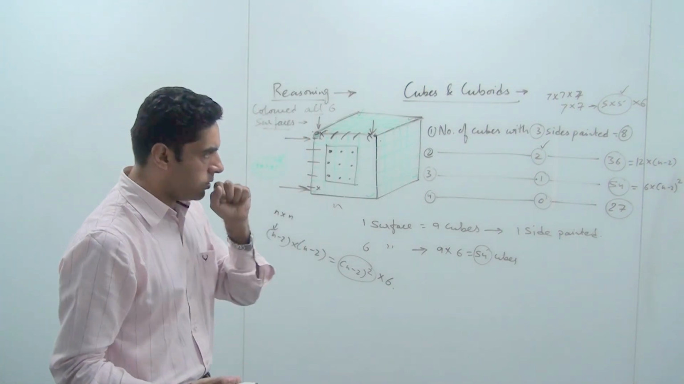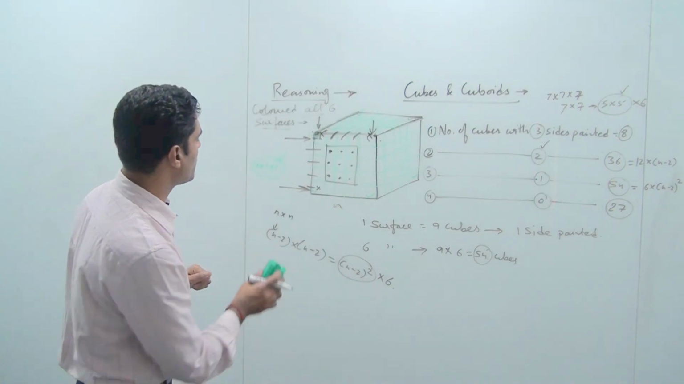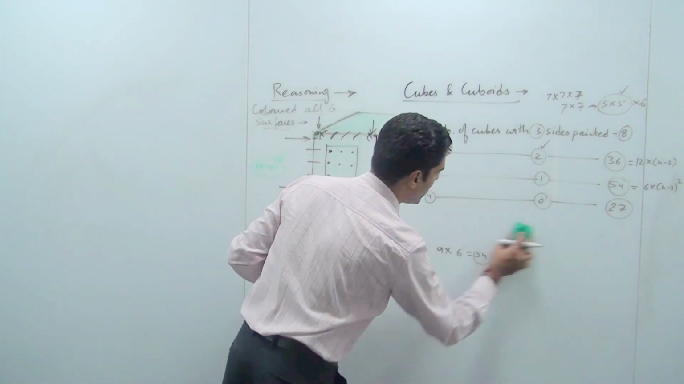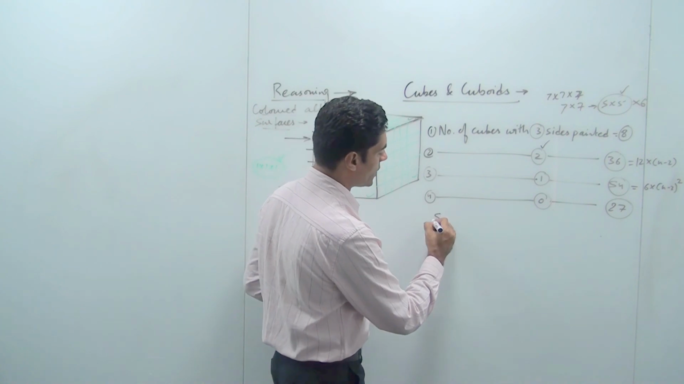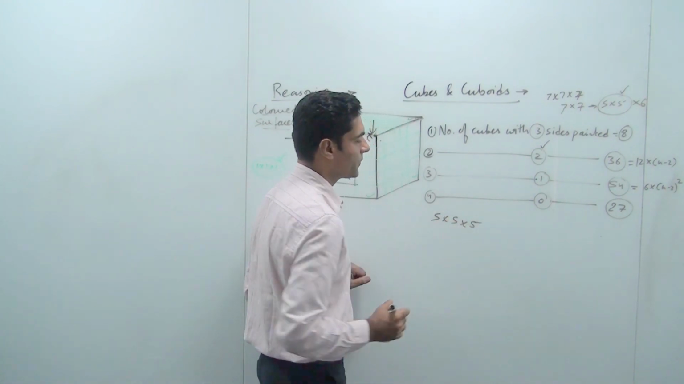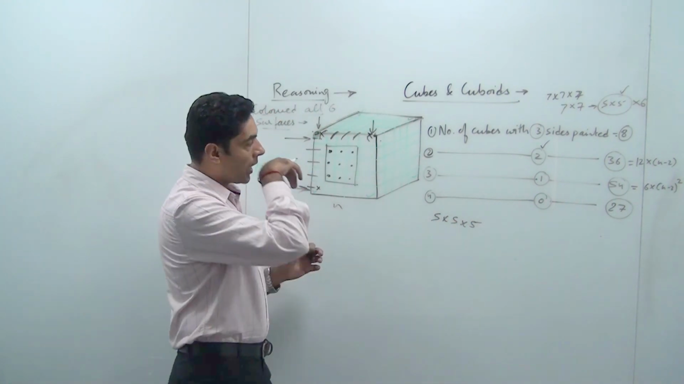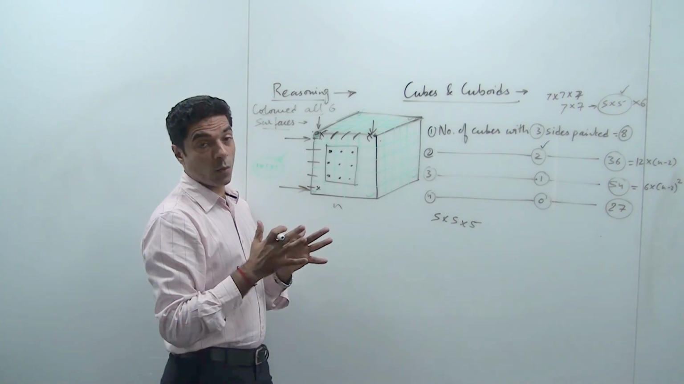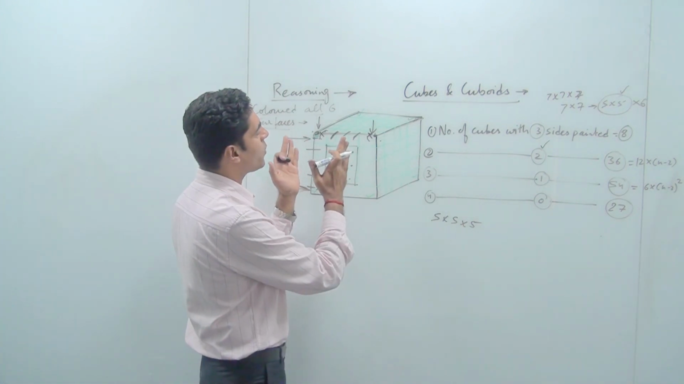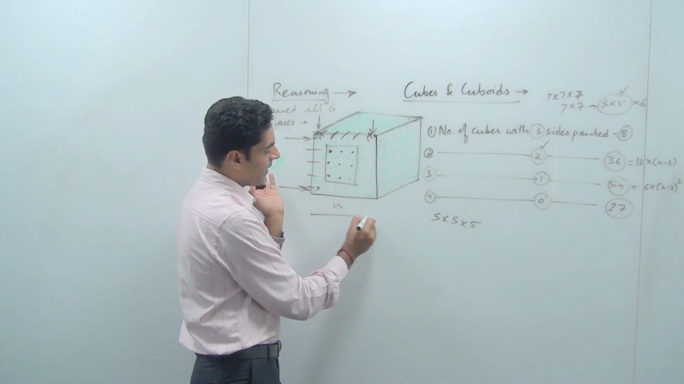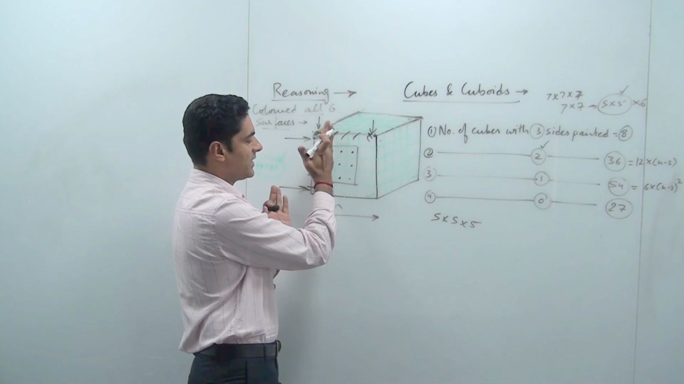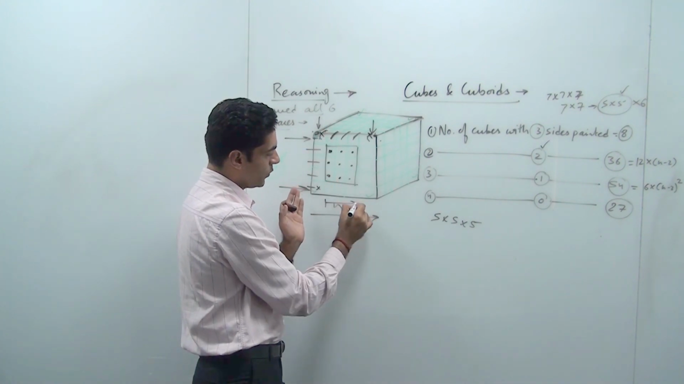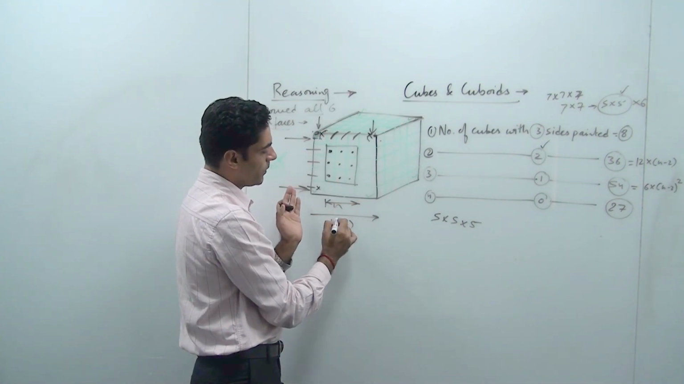Now comes the last one, where in case you are supposed to find the number of cubes with 0 sides painted. The number of cubes in your case was 5 into 5 into 5. Fine. Now I want cubes which are having no sides painted. So that means when I was taking 5 or n from here, now I neither want this side nor this side. That means I only want this middle portion. That means I want to subtract 2 from n.